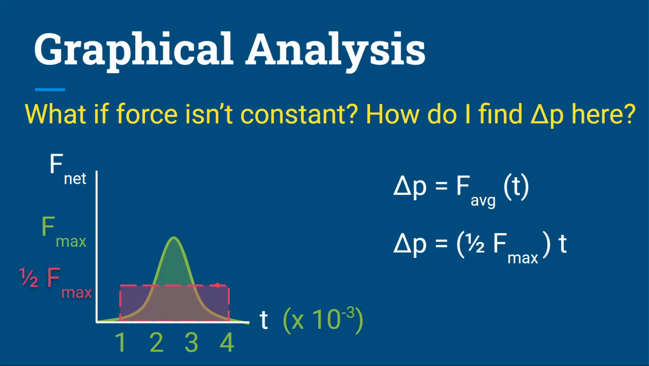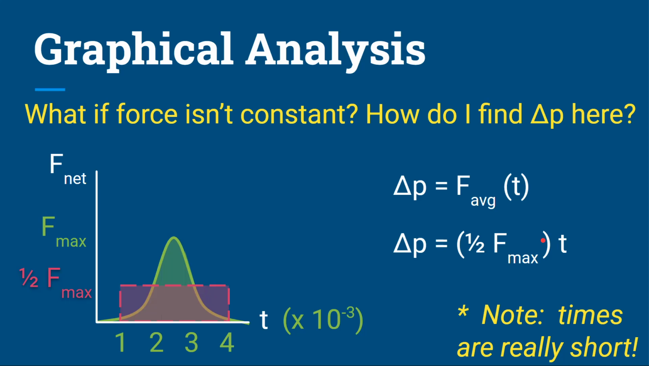And I would take that half of my max force and I would multiply it by the time. Again, it'll give you an idea that it'll be at least somewhat close to what you would actually get with the calculus. But that's the equation if you don't have a constant force: you would take your average force times your time, and you're going to use half that max value as your average.